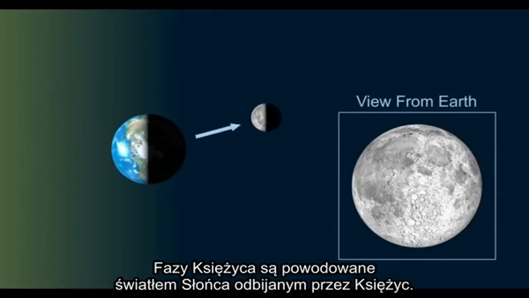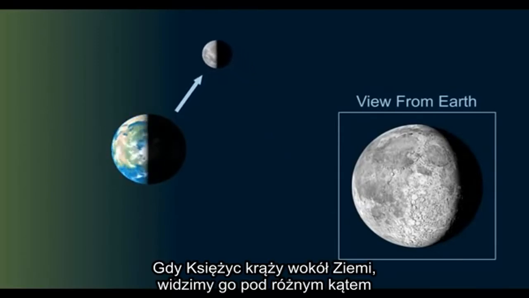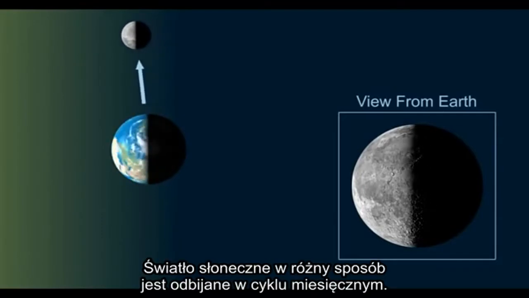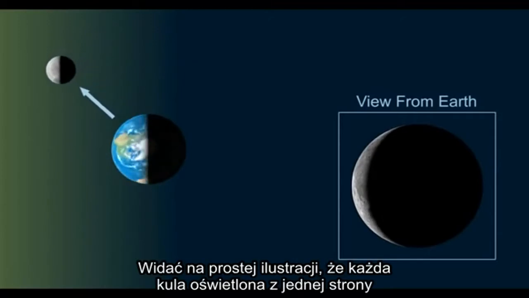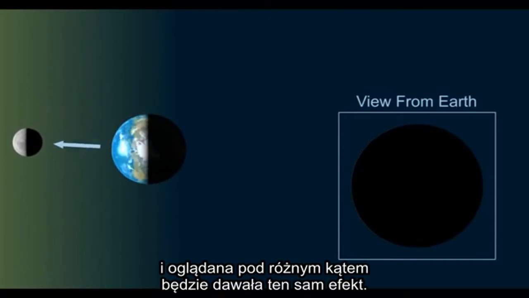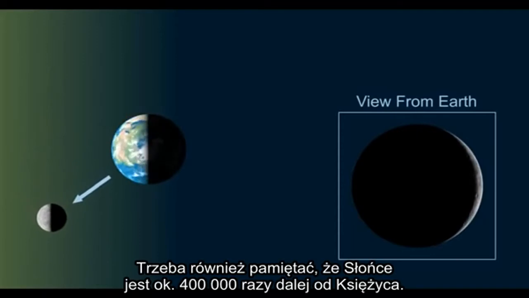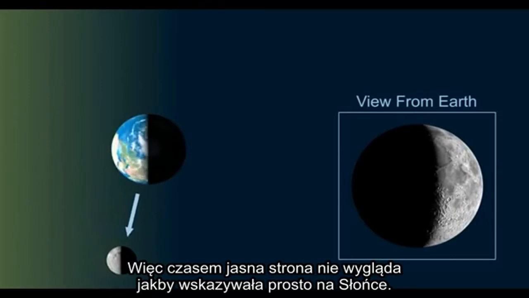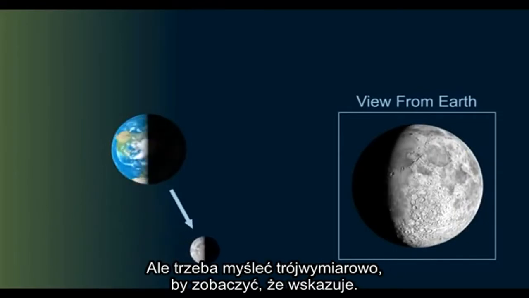The Moon's phases are caused by the light of the Sun reflecting off the Moon. As the Moon revolves around the Earth, we see it at different angles in relation to the Sun's light. The moonlight takes on a series of shapes as it goes through its monthly cycle. You can see with a simple demonstration that any sphere lit from one side and viewed from different angles will take on these shapes. Also, it's important to remember that the Sun is about 400 times farther away than the Moon, so sometimes the lighted side doesn't look like it points directly to the Sun, but you have to think three-dimensionally to see that it does.